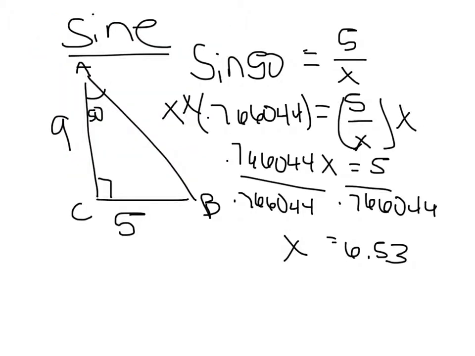So the example that I have for sine is I have my triangle, and the adjacent side of angle A is 9, and the opposite side is 5. So I would use sine, and I would do sine of 50 equals 5 over x, and sine of 50 is 0.766044, and I would set that equal to 5 over x, and multiply both sides by x, and then I would divide 5 by 0.766044 to get x equals 6.53.